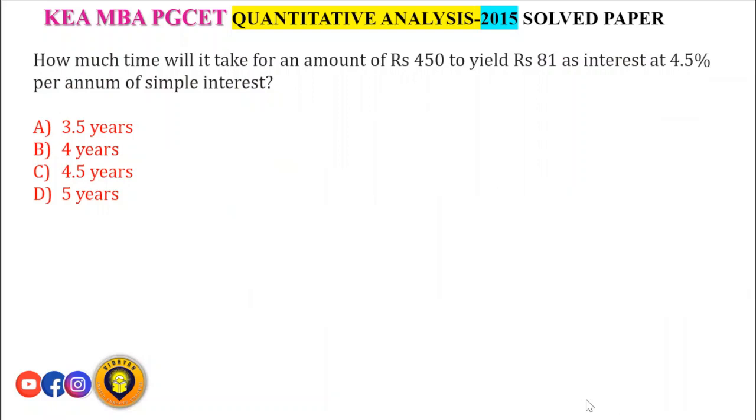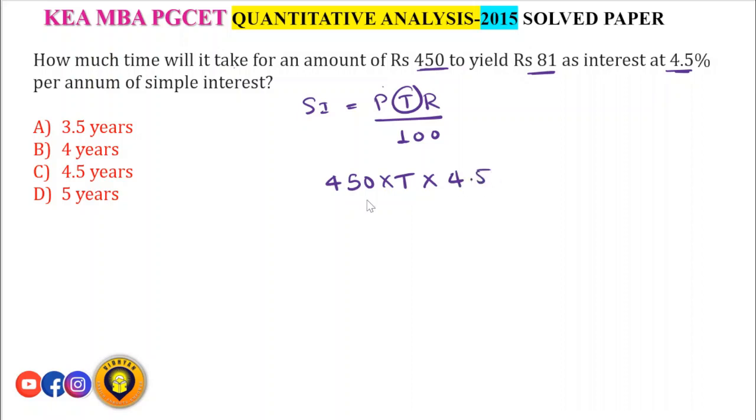How much time will it take for an amount of rupees 450 to yield rupees 81 as interest at 4.5% per annum of simple interest? You know, SI is equal to principal into time into rate of interest divided by 100. So the principal is 450, the interest is 81 rupees, and you have to find the time, with rate of interest 4.5% divided by 100.